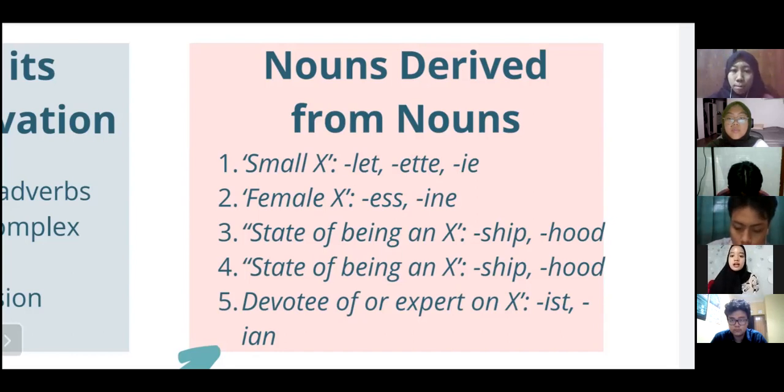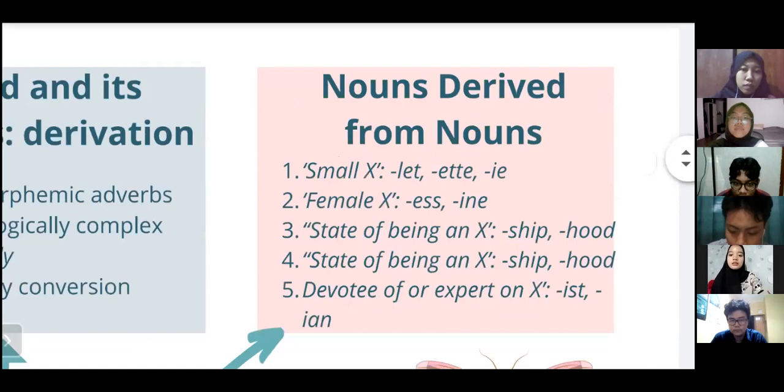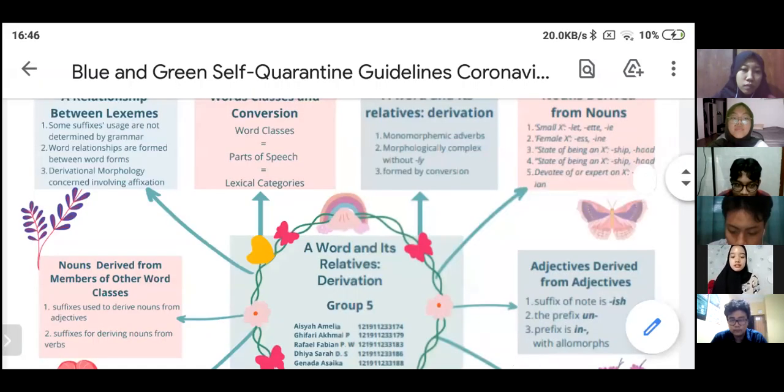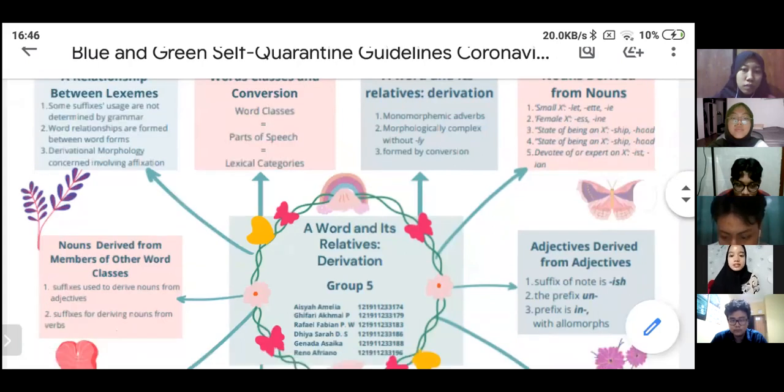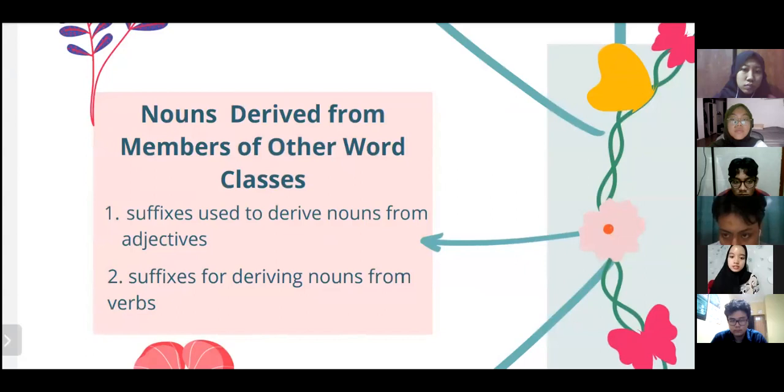Next, we also have other derivational processes. It is nouns derived from members of other word classes. Here, the other word classes are adjectives and verbs. Nouns that are derived from adjectives and verbs are extremely numerous, and it should be easy to find other examples. Here are some suffixes that are used to derive nouns from adjectives.